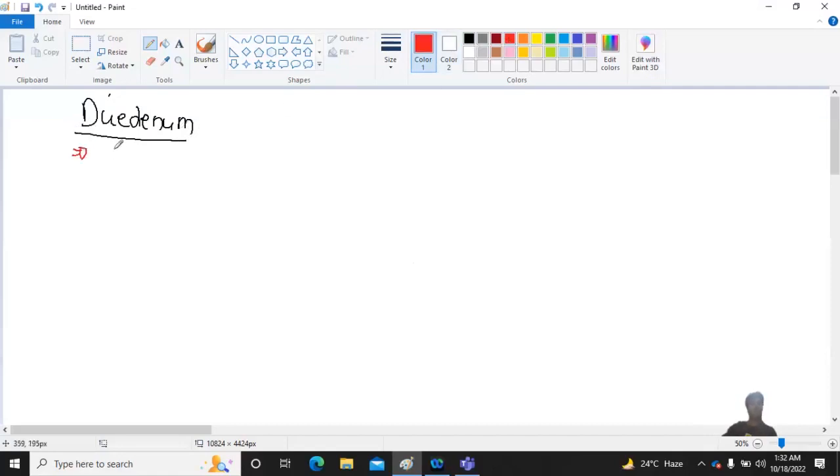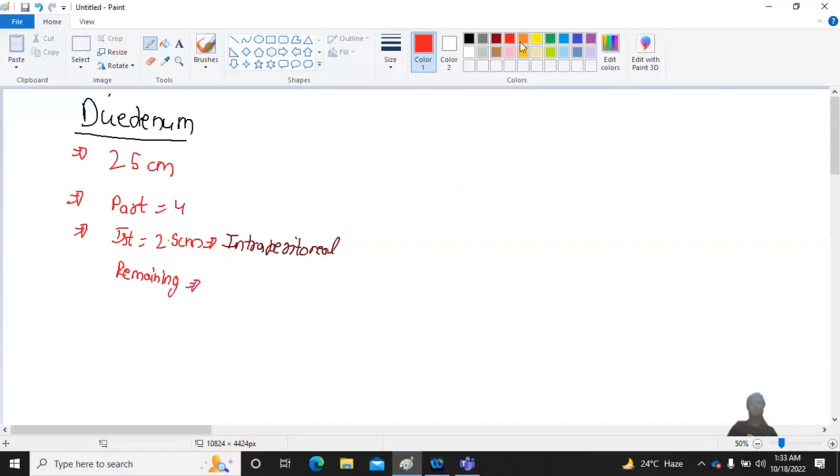Length: it is around 25 centimeters, equal to the esophagus. Parts: it has four parts. About its position, retroperitoneal or intraperitoneal: the first 2.5 centimeter is intraperitoneal, and the remaining is retroperitoneal. So it is mostly a retroperitoneal organ. This is the important point.